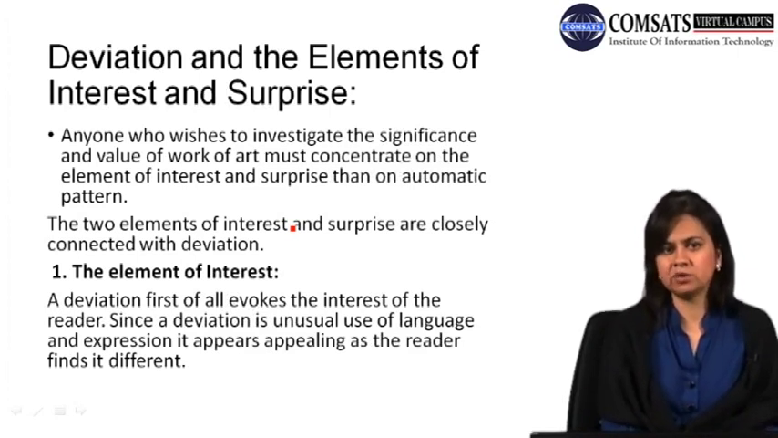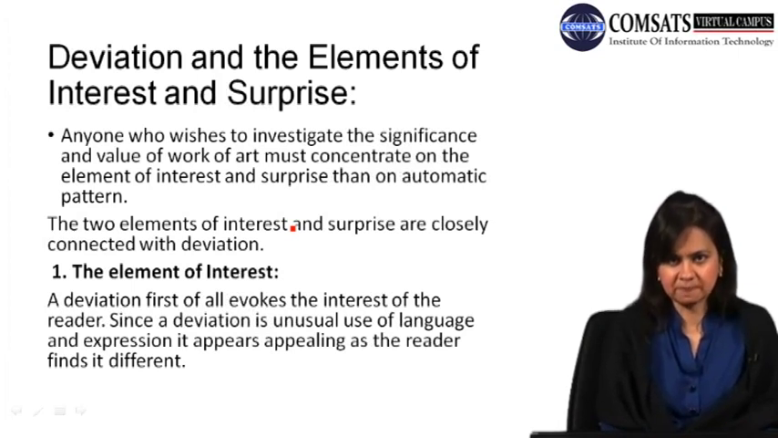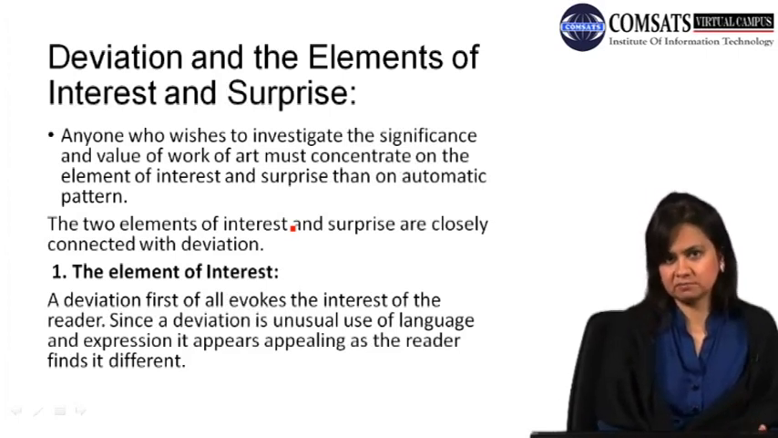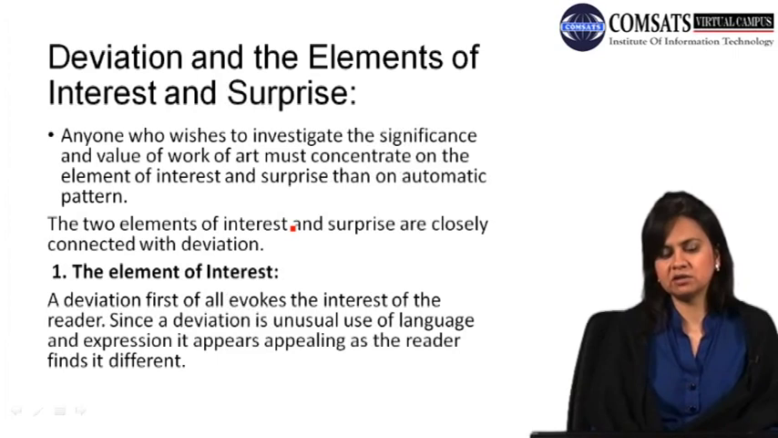The two elements associated with deviation are termed by Geoffrey Leech as the element of interest and surprise. So Leech states that any deviation has these two elements within it for the reader. It evokes the interest of the reader. It surprises the reader. So the deviation performs two functions. It has two effects on the reader, which are referred to as its elements. Anyone, as Leech says, who wishes to investigate the significance and value of the work of art must concentrate on the element of interest and surprise, then on automatic pattern.